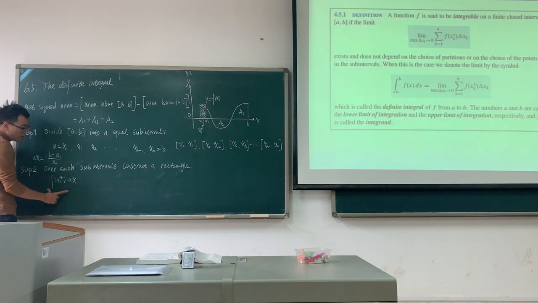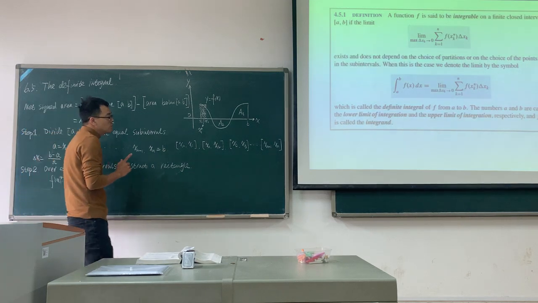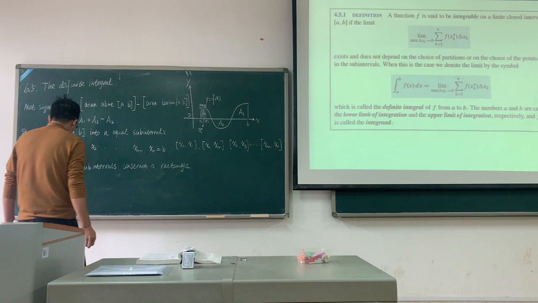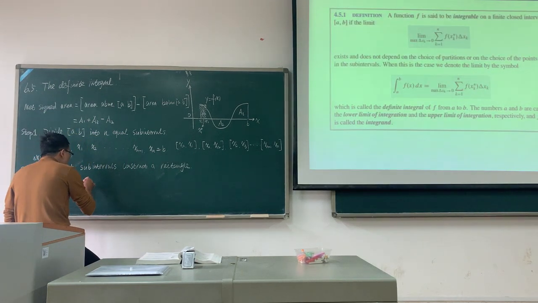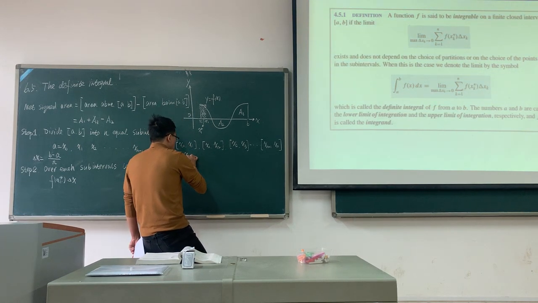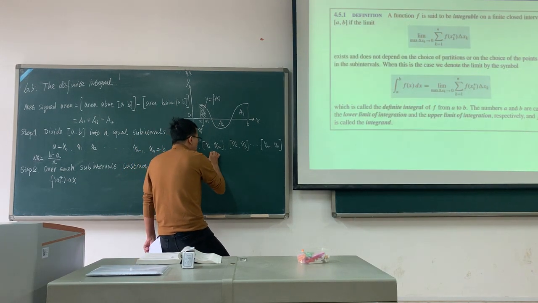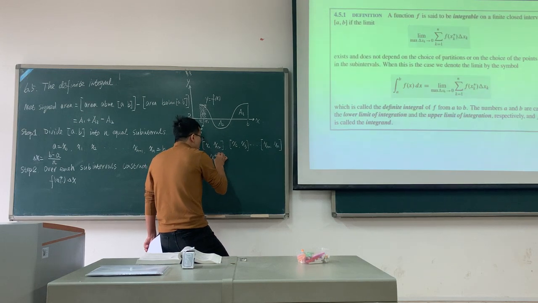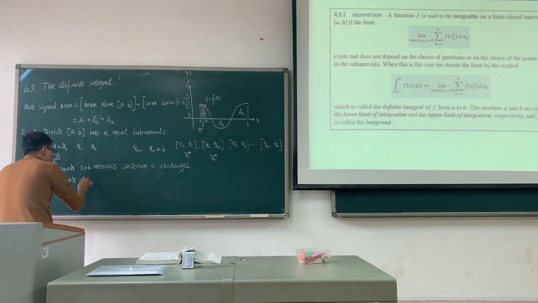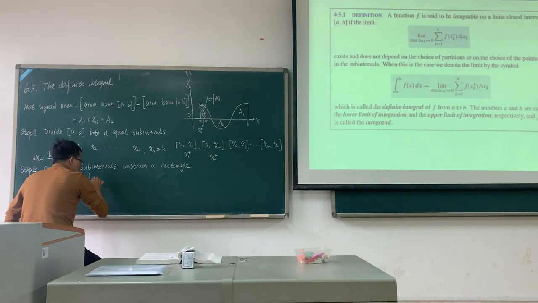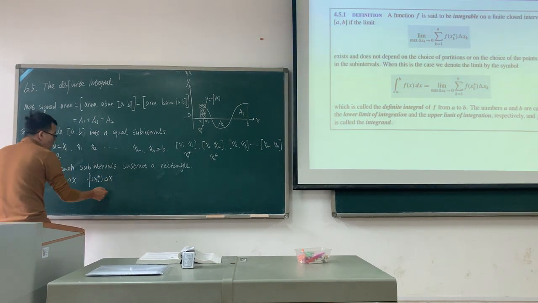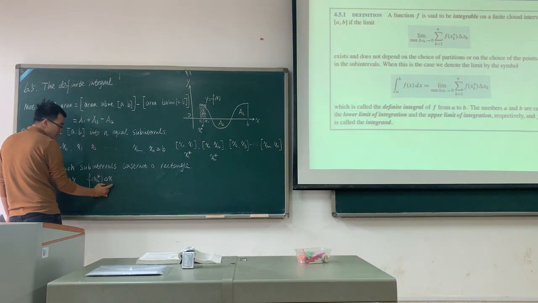Now we construct a rectangle on the second subinterval. Similarly, we choose a point x2 star in the second subinterval. We use f(x2 star) as the height and delta x as the base.